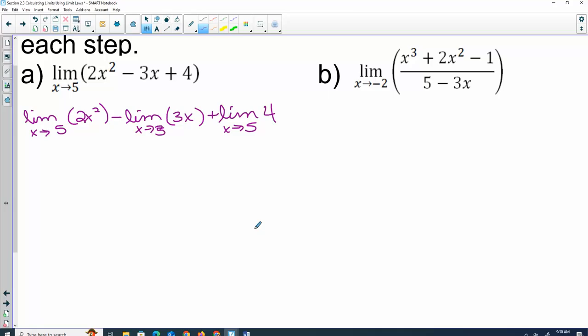Okay, I'm not ready where I can just plug in yet. But what would I do on this first one? What would you do with your 2? So it's 2 times the limit as x approaches 5 of x squared. Minus this one, the 3 could come out. So 3 times the limit as x approaches 5 of x. Plus limit as x approaches 5 of 4.